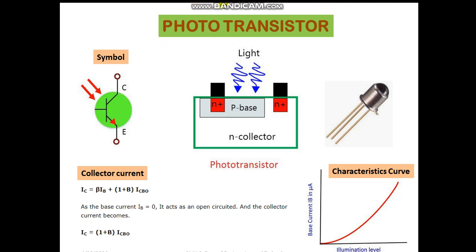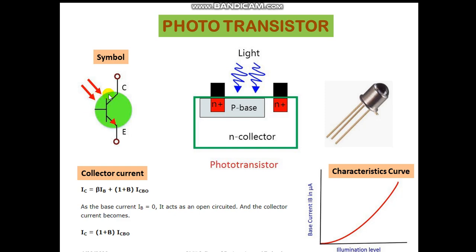A phototransistor is a semiconductor device which receives light, that is, the light signal is the incident or input signal. From the light signals, the phototransistor converts them into electrical signals. So, this is a three-terminal, three-layer device which converts the incident light signals into output electrical signals. The basic symbol of a phototransistor is this. This is the collector terminal, the emitter terminal, and this is the base terminal.